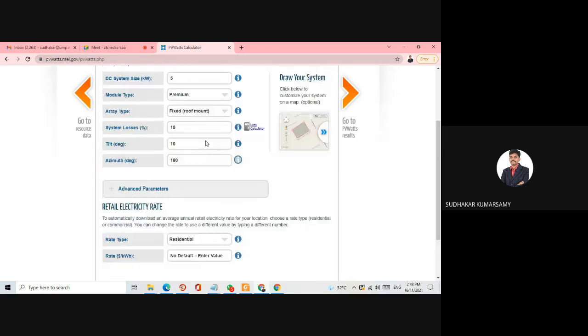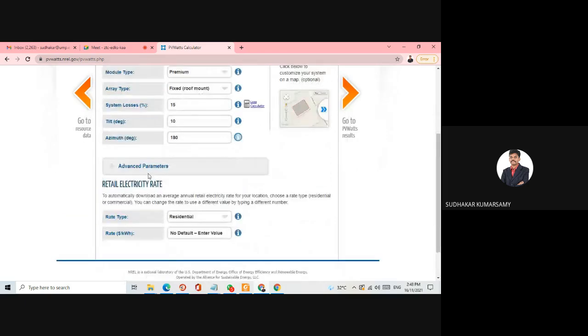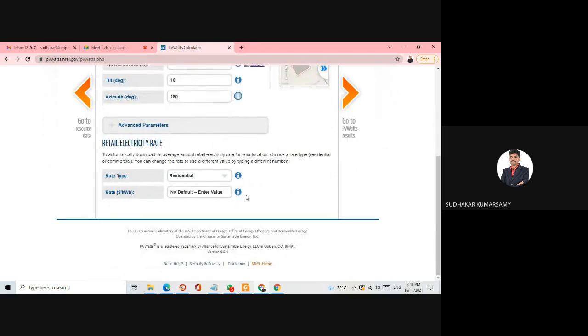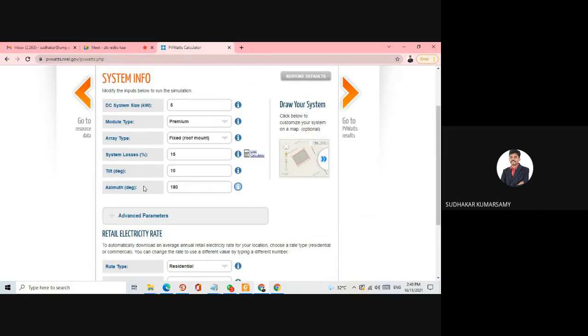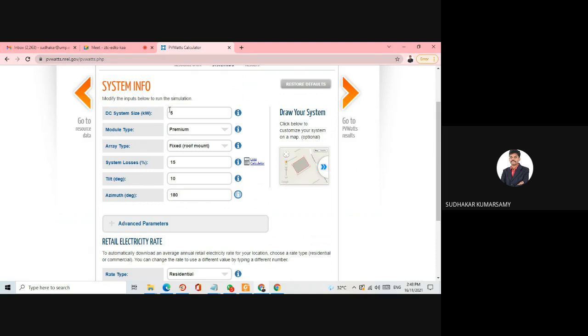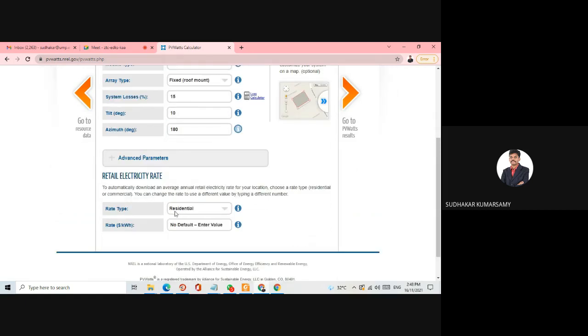And then the other parameters: if you want to do the cost calculation, you can actually put in the tariff. Suppose you have a grid connected system and you want to sell the power, it's a residential system, then you can put in the tariff. So what is the tariff for 1 unit? Roughly how much is the electricity cost here for 1 unit?